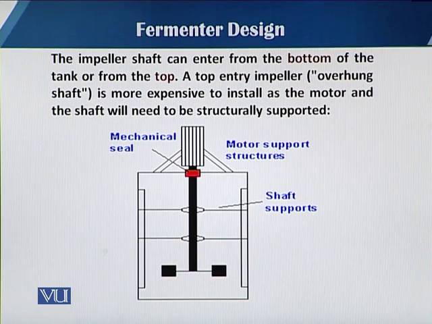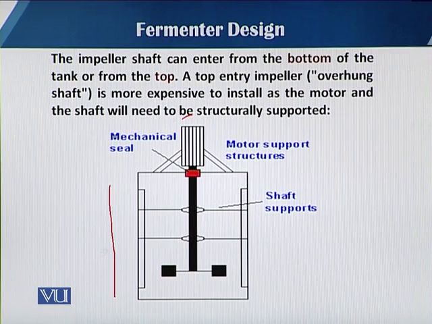When we talk about the impeller, first we have to think about the placement of the motor. Sometimes the motor is placed on the top, and in some fermenters the motor is attached to the bottom. In both cases the purpose is the same, just to agitate. There are some pros and cons in the case of top motors and bottom motors. The impeller shaft can enter from the bottom or from the top. In this diagram, the motor is on the top and the shaft enters from the top of the surface.